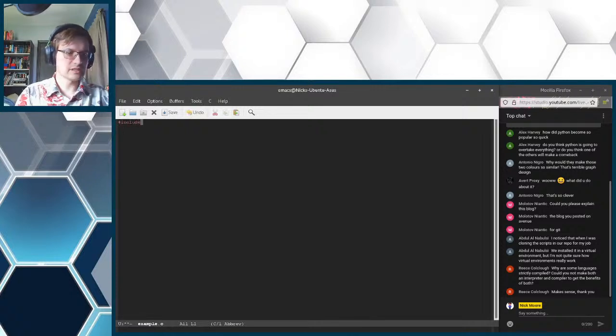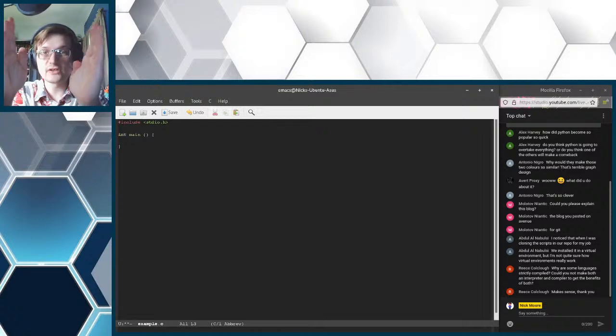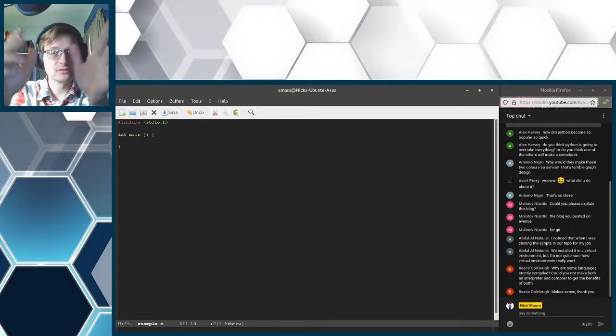Hashtag include. It's actually octothorpe. stdio.h. That gives you the ability to print. So, standard I/O. You can print stuff, you can work with files. Int main. Everything in a C program has to execute inside of main. So there's a main function, and inside that main function is where execution starts and stops. Anything outside of main has to be called by main, or something called by main, in order to actually be executed.